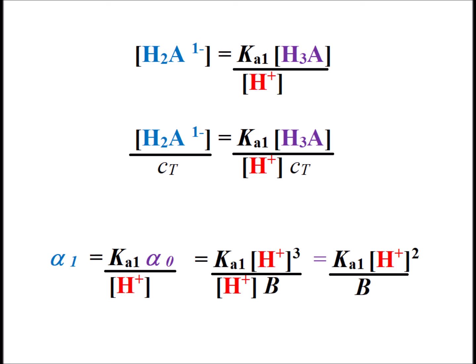With the work done for alpha sub 0, the subsequent alpha values can be more easily calculated. We're reminded that we have an expression for the concentration of H2A minus, and that's Ka1 times the concentration of H3A divided by H plus. Now we simply divide each side by Ct. Notice that the left-hand expression is alpha sub 1, and the right-hand expression involves H3A over Ct, which is simply alpha 0. We substitute those in there, we get an expression for alpha sub 1 that's equal to Ka1 times the concentration of H plus squared divided by b.